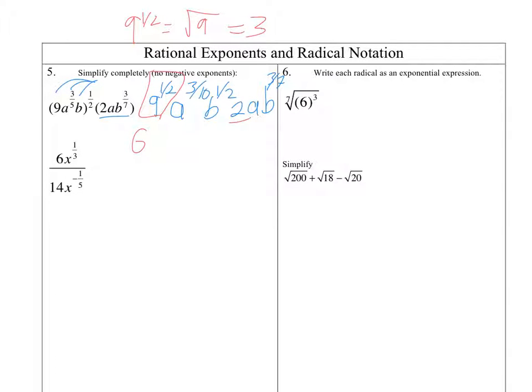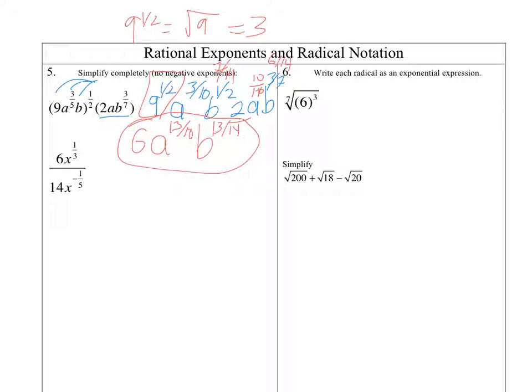a to the 3/10 times a to the 1. Well, that's the same thing as 10/10. So a to the 3/10 times a to the 10/10 would be a to the 13/10. We add the exponents. Then I've got to deal with my b's. I've got 1/2 and 3/7. The common denominator there would be 14. 1/2 is 7/14. 3/7 is 6/14. 7/14 plus 6/14, I get b to the 13 over 14. And that is done.